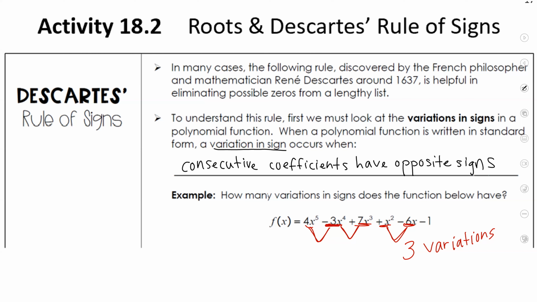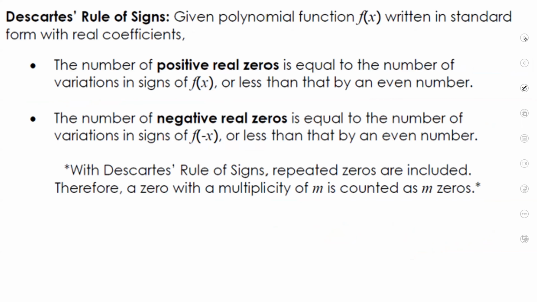Okay, so let's figure out what Descartes is saying. He says that the number of positive real zeros is equal to the number of variations in signs of f of x, or less than that by an even number. Okay? He also says that the number of negative real zeros is equal to the number of variations in signs of f of negative x, or less than that by an even number. I'm going to give you an example of what he's saying here.